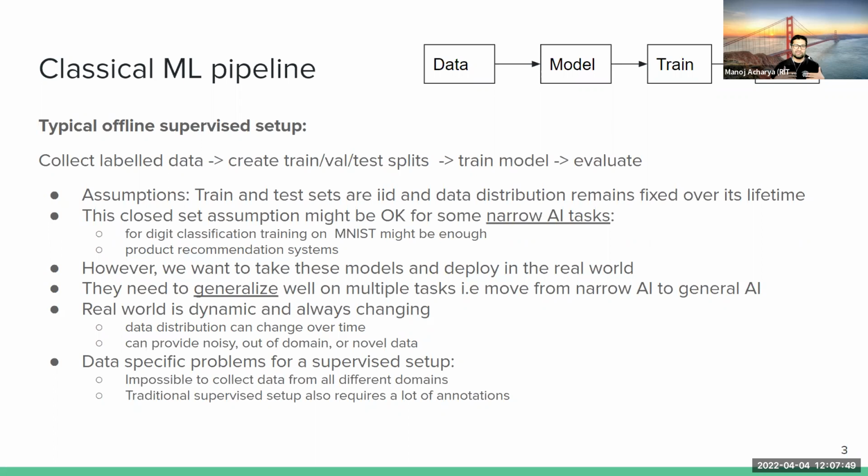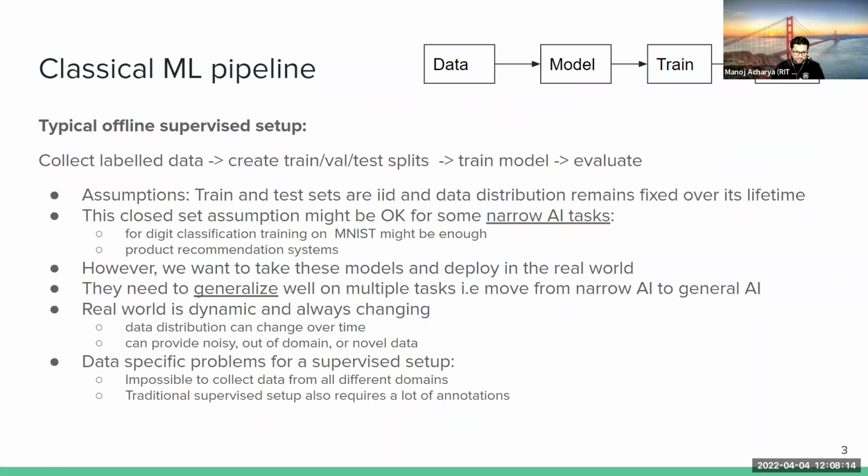But the goal with AI, at least in past few years, is we want to take these models and deploy this in the real world, right? But in real world, what we need is not just working great for just one single task, right? We want it to generalize well on multiple tasks. So in a sense, we're moving from narrow AI towards more general AI.